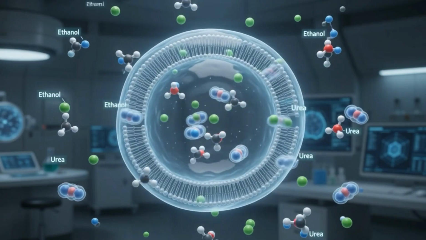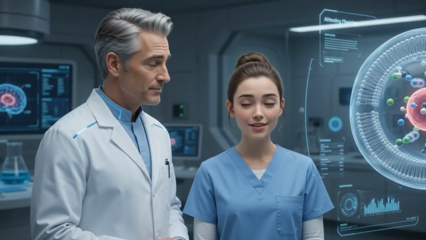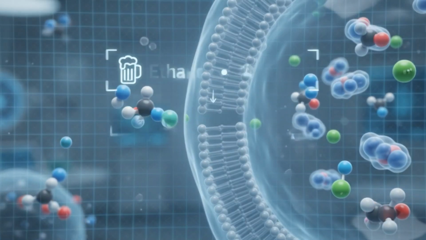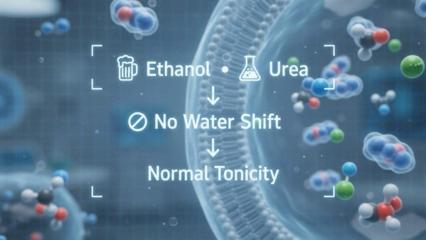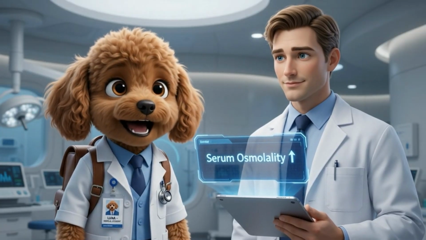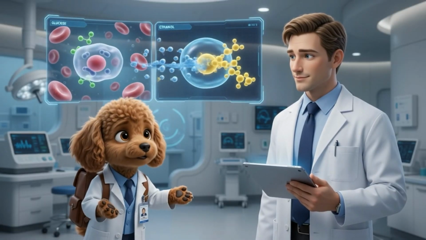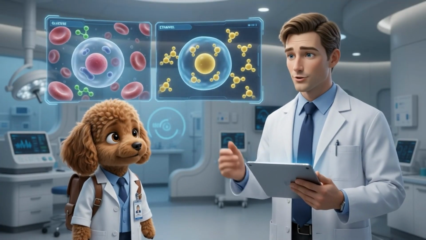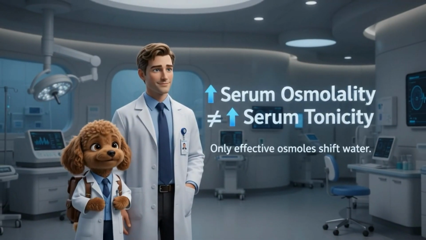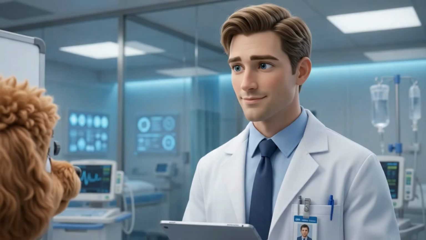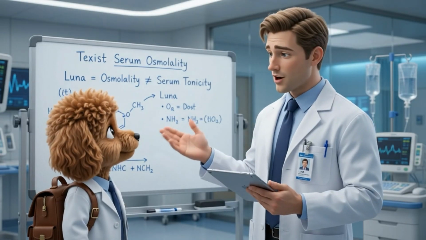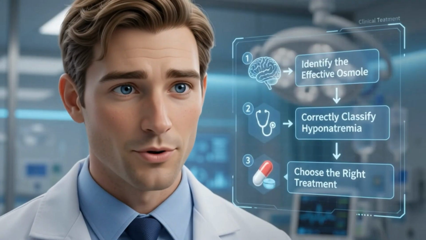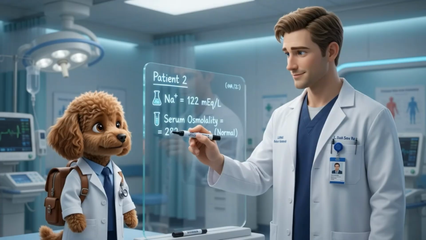Ethanol and urea freely cross cell membranes. So they don't pull water. Both increase serum osmolality, but only glucose moves water. Exactly. Only effective osmoles increase tonicity. So why is knowing the difference important? Because only effective osmoles determine tonicity. Identifying the effective osmole tells you the type of hyponatremia and the right treatment.